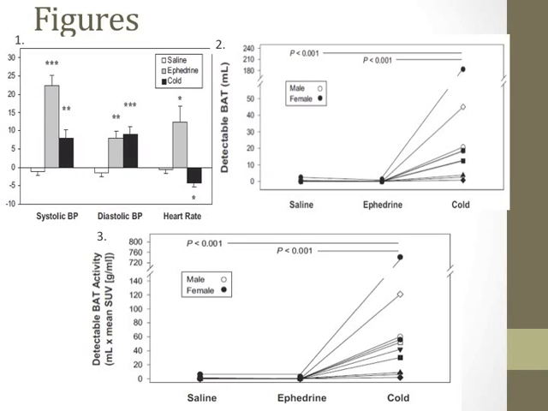Figure 1 displays the effects that the controlled saline solution, the ephedrine, and the cold had on the patient's blood pressure and heart rate. Figure 2 shows the amount of detectable brown adipose tissue that was observed after the experiment was conducted on both males and females. And Figure 3 shows the detectable amount of brown adipose tissue activity observed in the patients. As you can see, the patients exposed to the cold had a higher volume of detectable BAT as well as increased BAT activity compared to the other groups of patients.